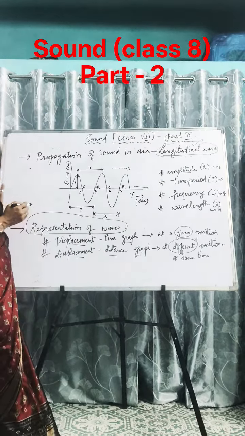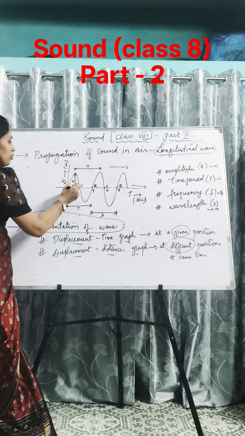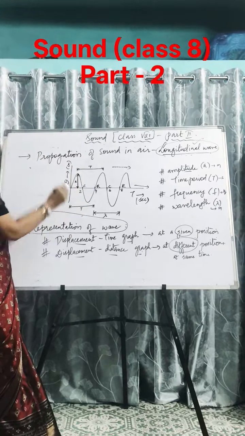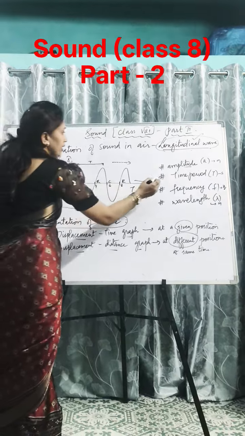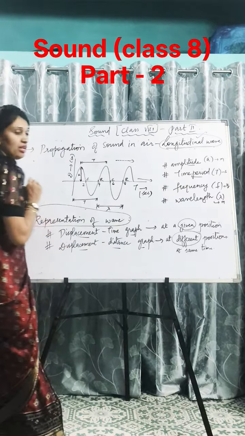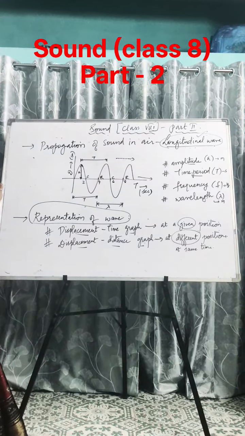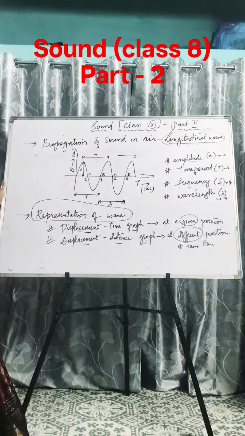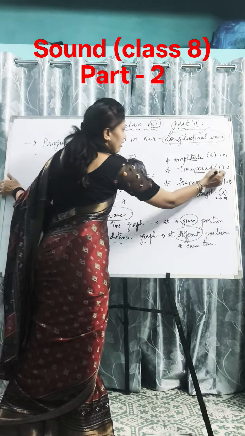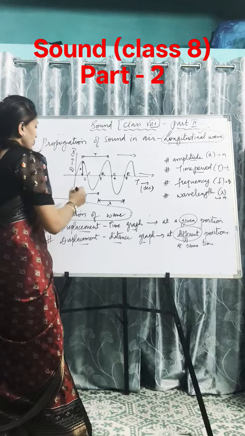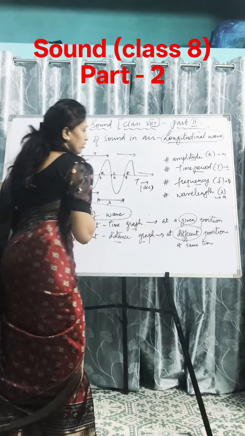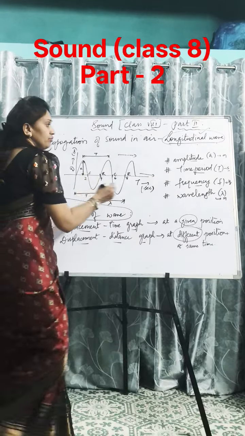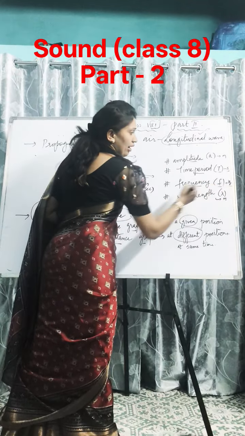Amplitude. Amplitude is nothing but the maximum displacement made by a particle on either side of its mean position. Yes. Secondly, time period. Time period is nothing but it is a time taken to complete one to and fro vibration. It is represented by T and measured in seconds.